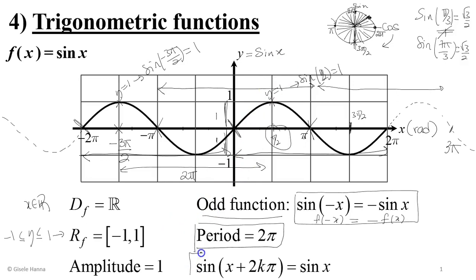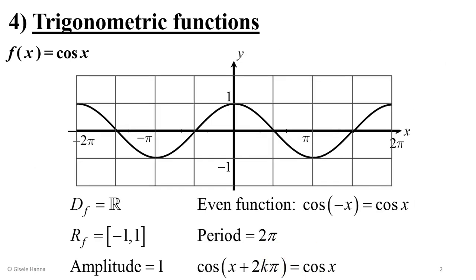And over here, this last one is just a consequence of the period being 2 pi, which means that sine of x, when you add to x any multiple of 2 pi, sine of x plus 2k pi would be equal to sine x, and that's due to the periodicity of the function being 2 pi.